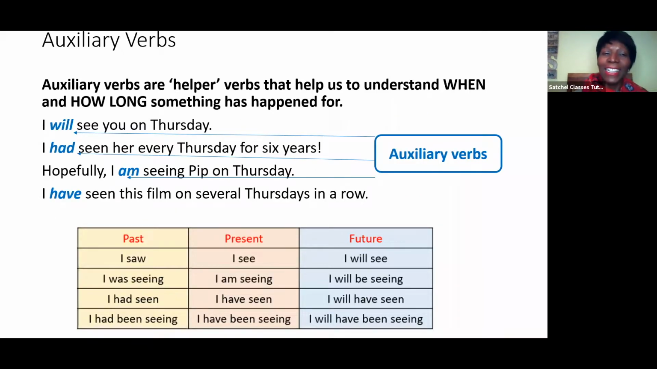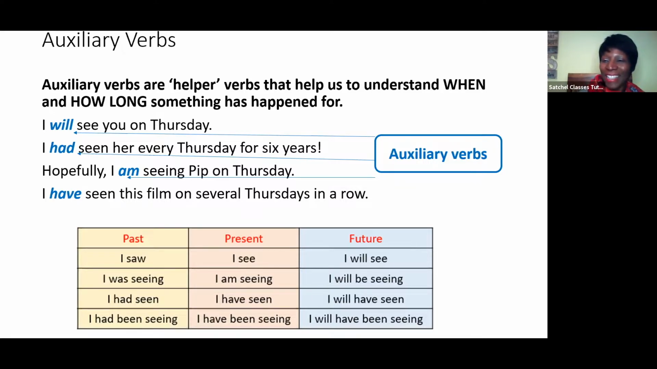And you can see that auxiliary verbs or helper verbs, they help us understand when or how long something's happened. I will see you on Thursday, so that's in the future tense. I'd seen her every Thursday for 6 years. So that's telling us that's happened over the 6 years. Hopefully I'm seeing Pip on Thursday.